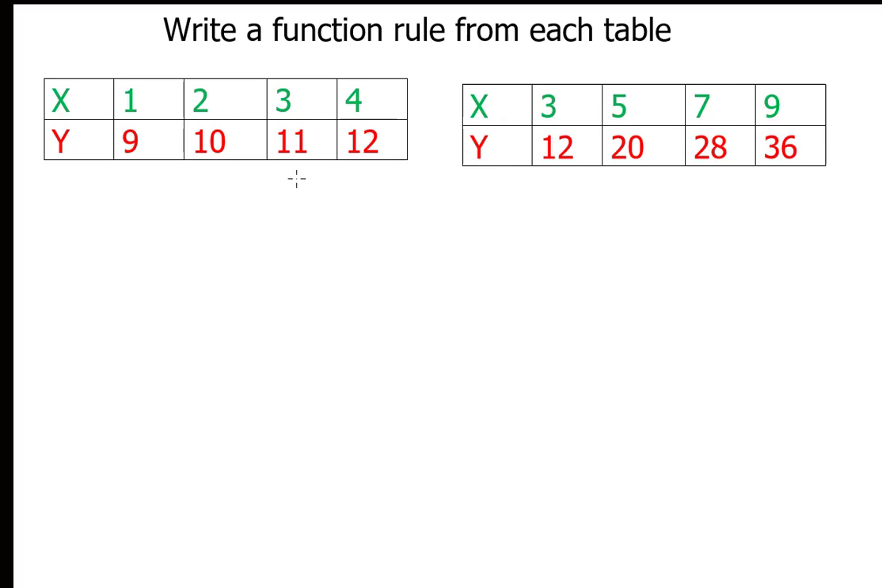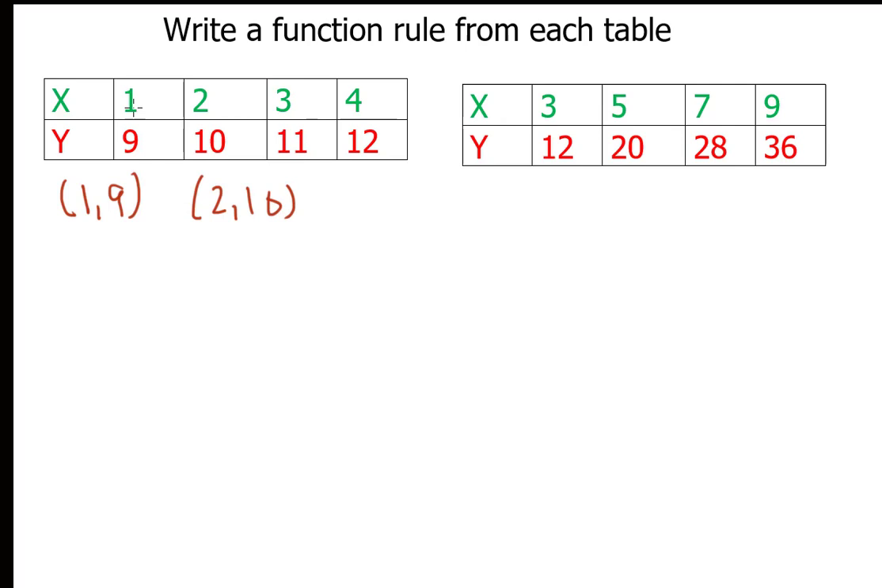So how do we write a function rule from a table, a graph, or a map? Step number 1, we will compare the values of each. Let's do this one. So now we know when the input X is 1, the output is 9. Then the second ordered pair, when X is 2, Y will be 10. So we know that each time Y is increased by 8.